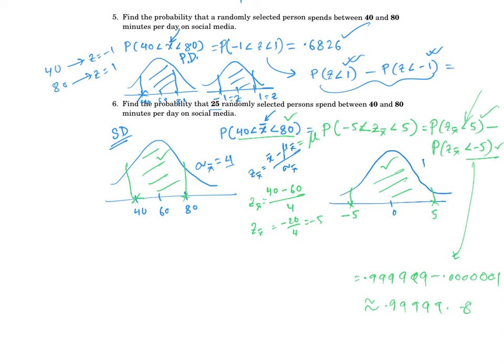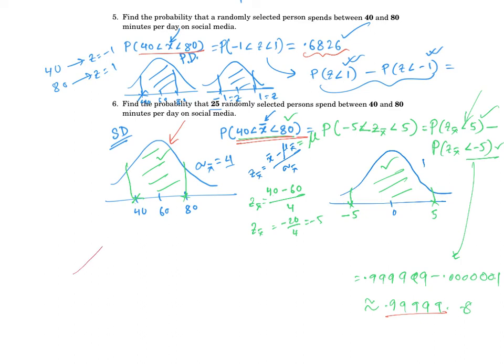The moral of the story is, let me highlight it: the probability that an individual spends between 40 and 80 minutes on social media is approximately what? 68%. However, the probability that the average of 25 people falls between 40 and 80 is extremely high. Again, it says that by increasing the sample size, you are making this normal distribution very narrow.